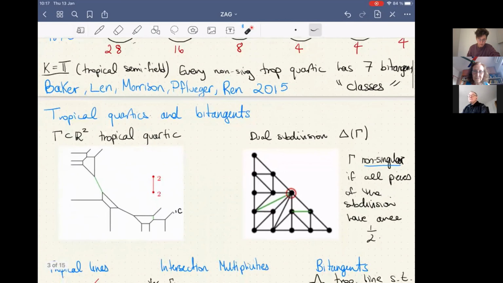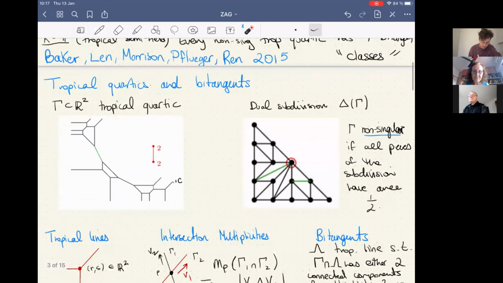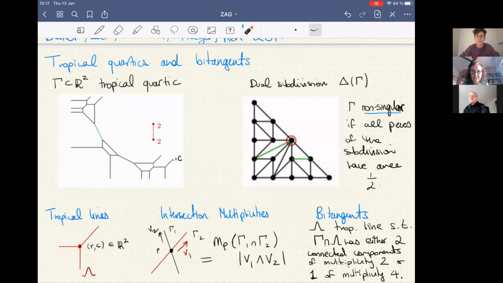So a tropical line will be a special kind of piecewise linear graph in the plane, and it'll look exactly like this tripod thing. And the vertex can be placed anywhere, so any coordinate r comma s in R2. Then we can define intersection multiplicities. I'll just do it generically.